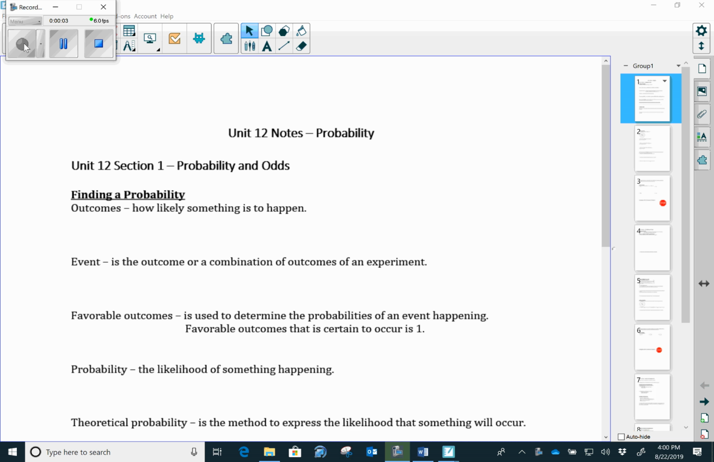Unit 12, Section 1, Probability and Odds. I've given you the definitions for this unit, so I would like for you to review the definitions as you work through the problems.